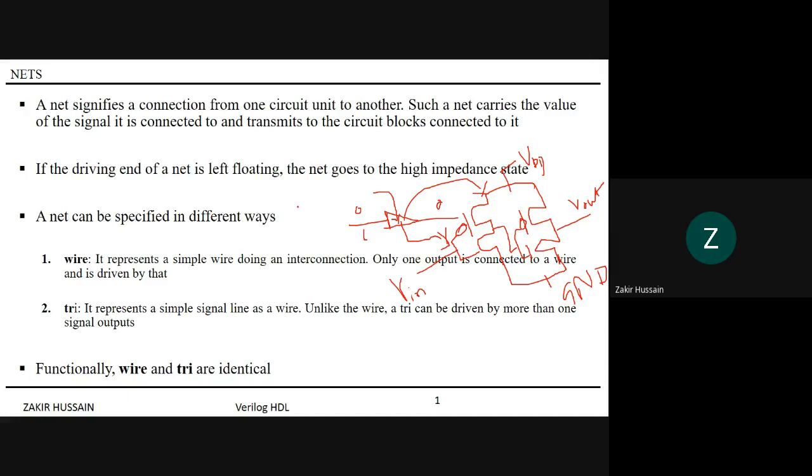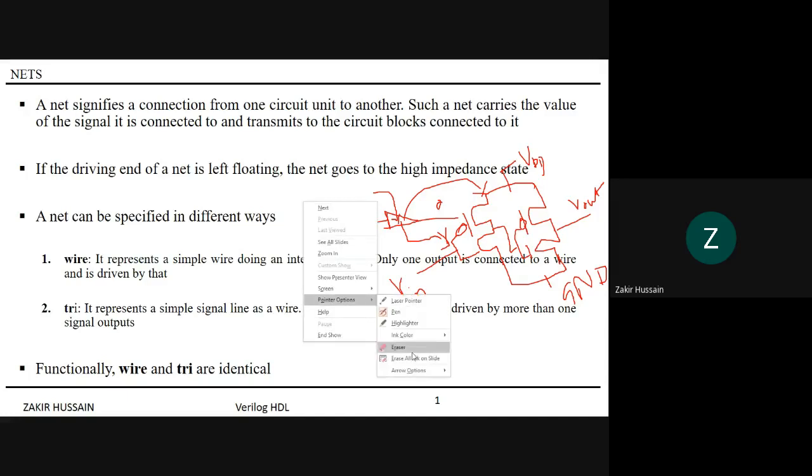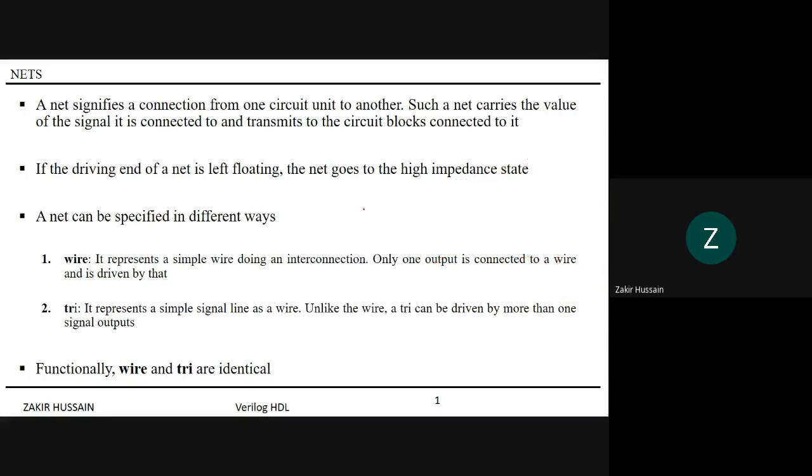So now what is happening here is, this output is driven by more than one, not only this first one but also the other one. In such a case, to represent this output, instead of wire, we use tri. How it is used, we'll see in subsequent classes, or possibly today itself.